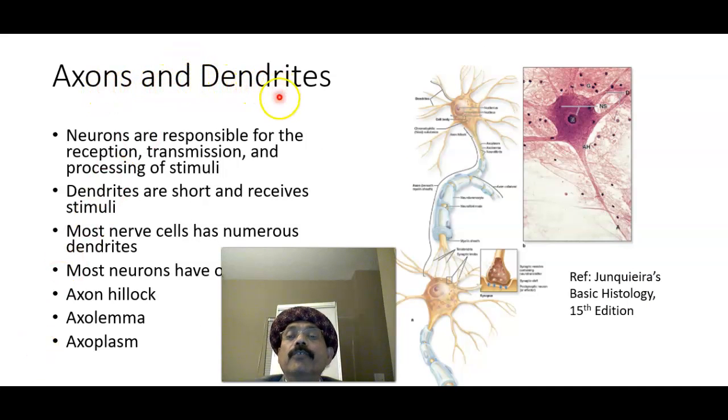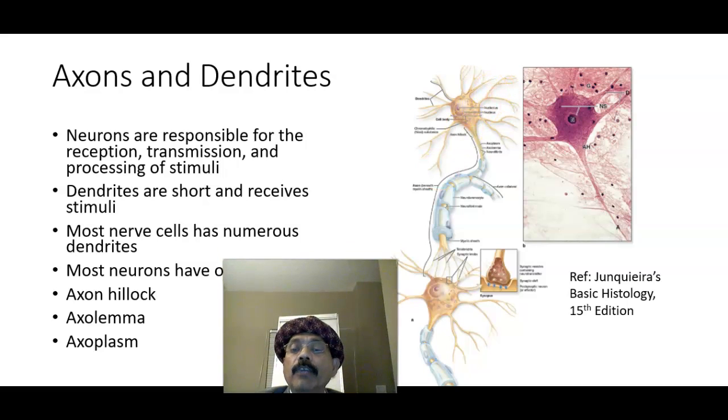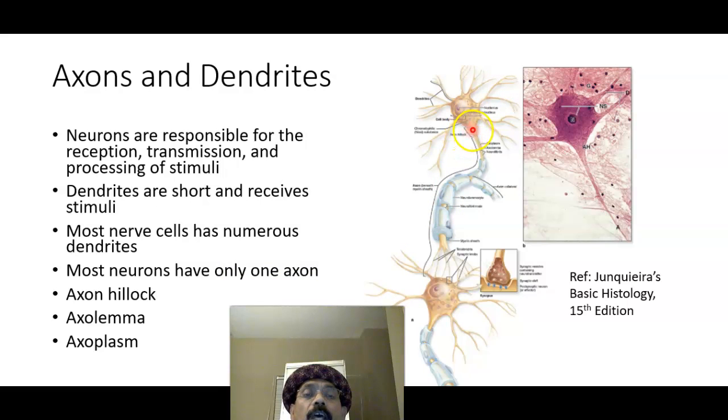The axons and dendrites. Neurons are responsible for the reception, transmission, and processing of stimuli. There is a nerve stimulus. Dendrites are short and receive stimuli. These are the dendrites. Most nerve cells have numerous dendrites except the bipolar neurons. They have one axon, one dendrite. Most neurons have only one axon. An axon begins from the axon hillock, the conical part here. Axon has the membrane, we call it axolemma, and the content of the axon is called axoplasm.